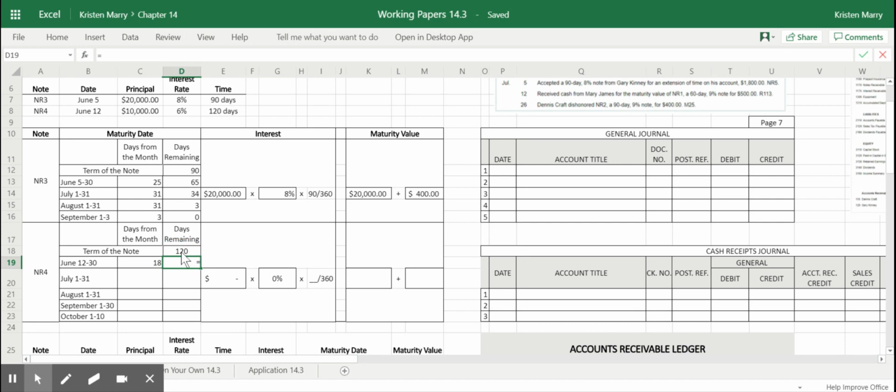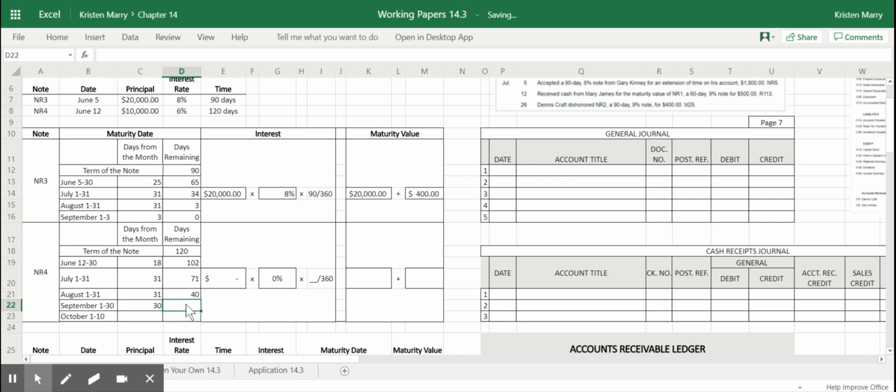So 120, equals 120 minus the 18 days. So at the end of June, they have 102 days left to pay. And we've got 31 days in July. So 102 minus the 31 days in July. At the end of July, they'll have 71 days left. 31 days in August. So at the end of August, 71 minus 31, they'll have 40 days left.